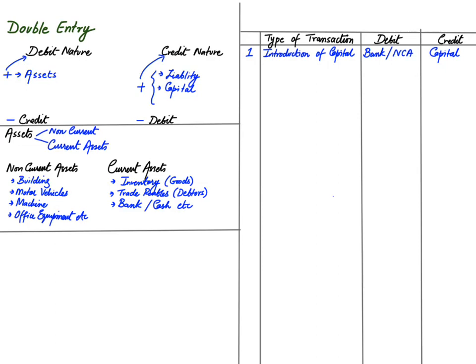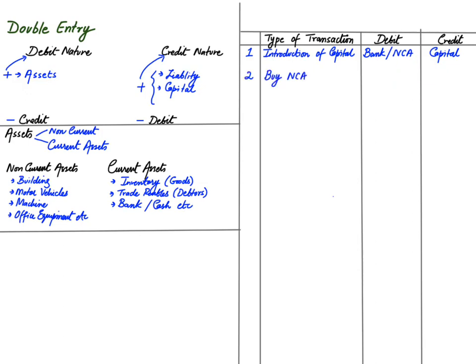I am using a van at my home. It is a motor vehicle, which can also be a pickup vehicle, and can also be used for delivery. So what I did, I have taken the van from my home to my business. Now for the business, it is a new asset, a van that is coming. So we will be debiting the van account or motor vehicle account. We are debiting a non-current asset account.